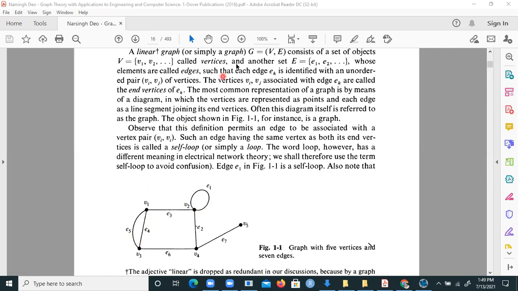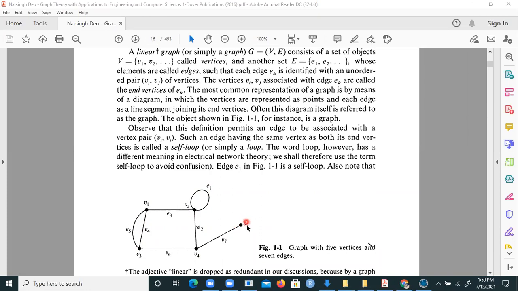So such a structure where two vertices are connected by more than one edge is actually called parallel edges. And the structure where a particular vertex is joined to itself by an edge like this is called a self loop. Okay, so in this particular graph, you can see that these parallel edges are present. E4 and E5 are parallel edges, and E1 is a self loop which connects the vertex V2 to itself.